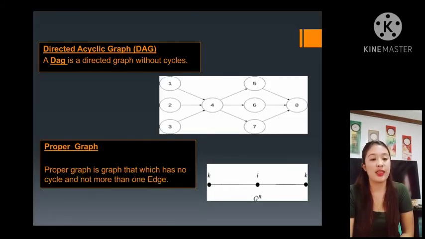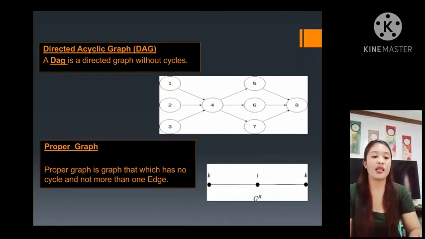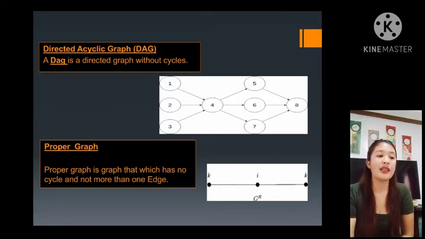Next, the directed acyclic graph, or DAG. A DAG is a directed graph with no cycles. Example of a DAG. Theorem: every finite DAG has at least one source and at least one sink. In fact, given any vertex V, there is a path from some source to V and a path from V to some sink. Next is the proper graph. A proper graph is a graph which has no cycle and not more than one edge.